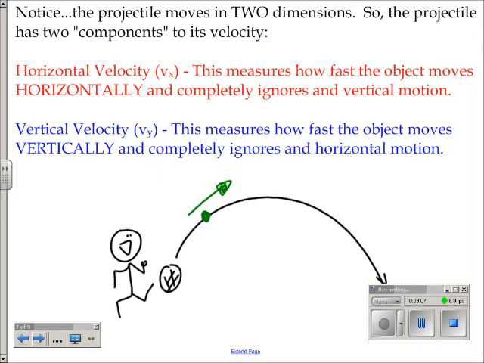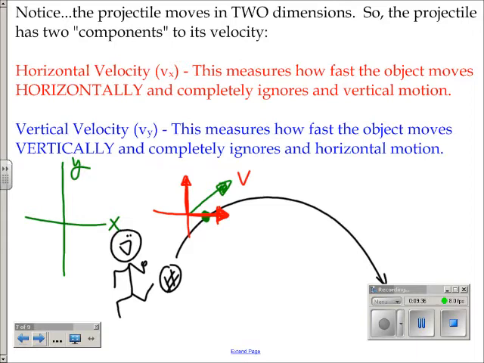Like I said, this is 2-dimensional motion. So there's an x-axis and a y-axis. And the soccer ball is actually moving along both of those dimensions. It's moving horizontally, right? Because it's moving down the field. But at the same time as it's moving down the field, it's also moving up, right? So this is the actual velocity of the soccer ball, but we can split that up into 2 what are called components.